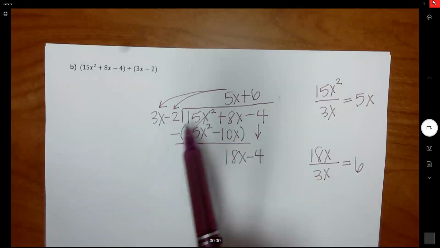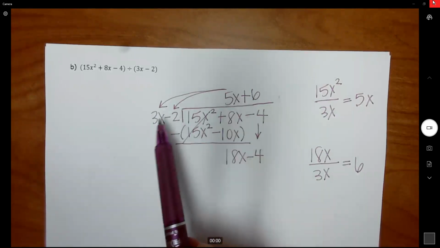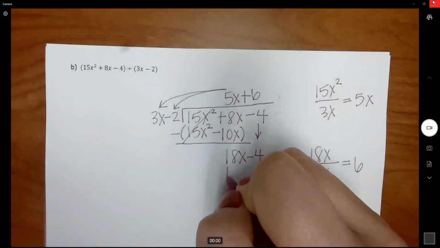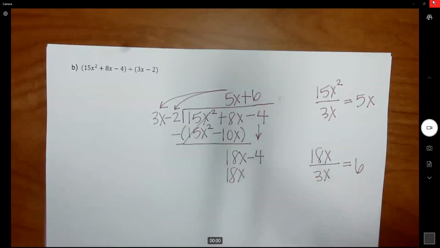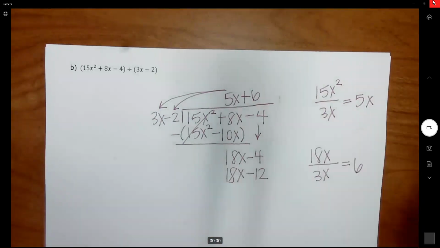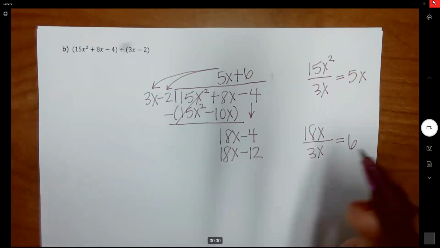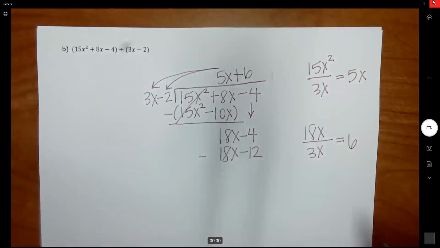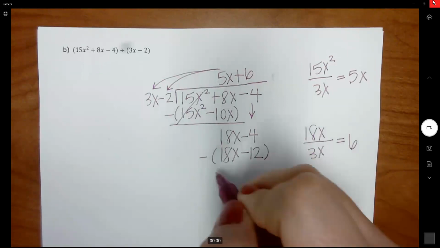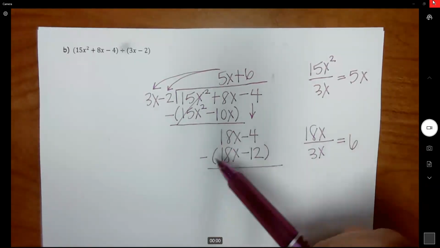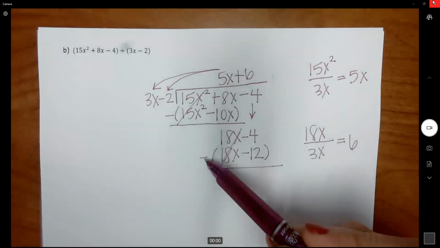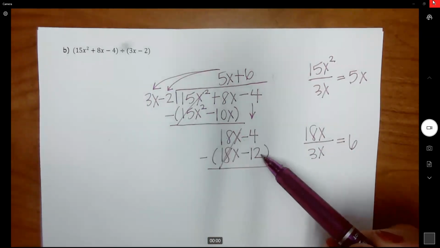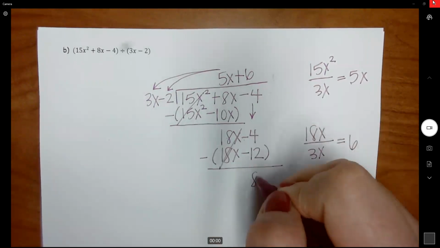Multiply it back. You're distributing it. So 6 times 3x is 18x. And 6 times a -2 is -12. Next step is to subtract. We're not just subtracting the 18x though. What are we doing? We're subtracting that whole thing. 18x minus 18x cancels. -4 minus -12 is the same thing as -4 plus 12. So it's going to be a +8.